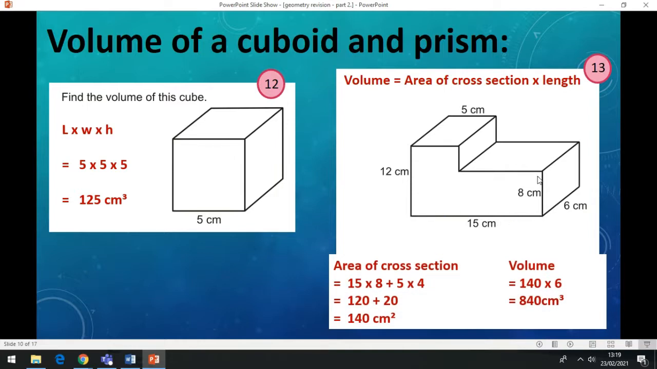I've got one rectangle here, which would be 15 times 8, which is 120. And then I've got one rectangle here, which would be 5 times 4, because this is 12, this is 8, so this bit here would be 4. So 5 times 4, which is 20. 120 plus 20 will give me an area of 140 centimetres squared for this L shape here. Volume is that area multiplied by its length, and its length is 6 centimetres. So 140 times 6 will give me a volume of 840 centimetre cubed. Okay, a bit more work for that one.